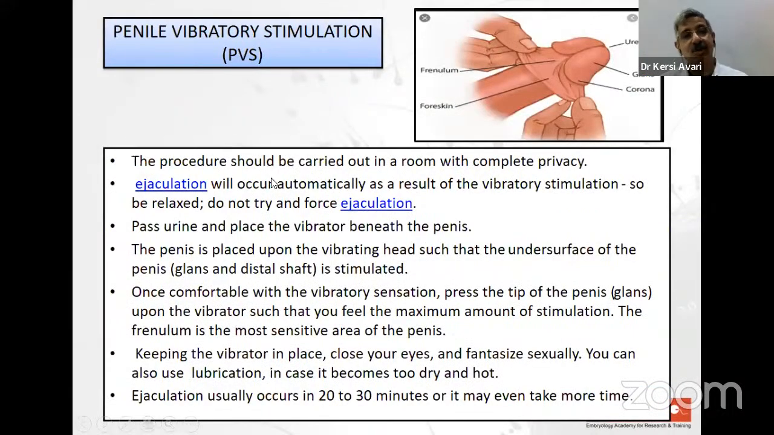Now, there is also penile stimulation or the vibratory stimulation. Now, this is a room with complete privacy. When this part, lower than the frenulum or the foreskin, is drawn back, the glans and the corona are exposed. Because this area has a fantastic neural network.